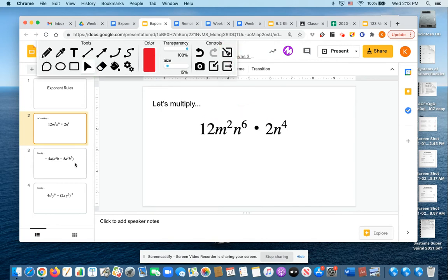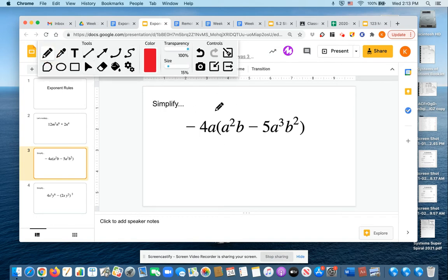Second problem that we're going to try right here. This one looks a little more complicated, but I don't think it's really that big of a deal. You guys can handle it. I hope you're noticing a negative 4a outside parentheses, and then there's a subtraction sign inside. Looks to me like this is perfect for the distributive property. So let's get ready to distribute that through. Negative 4a times a squared b. That's what I have to do first.